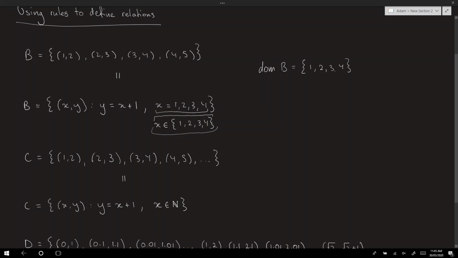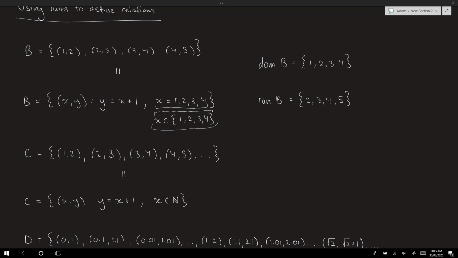Now the range of B, well, again, you have to look at the ordered pairs in your set, and you just list out the y values. So we've got 2, 3, 4, and 5. That's pretty easy to do if you have a list in front of you of all your ordered pairs. You just look at the x or y values and write them down in a list.